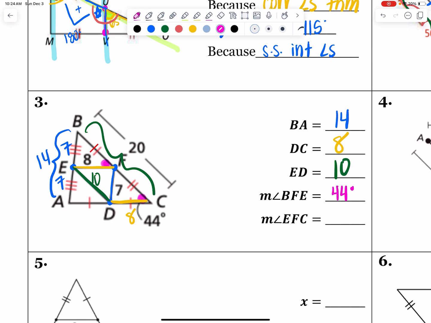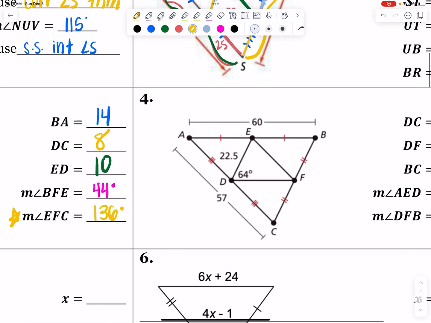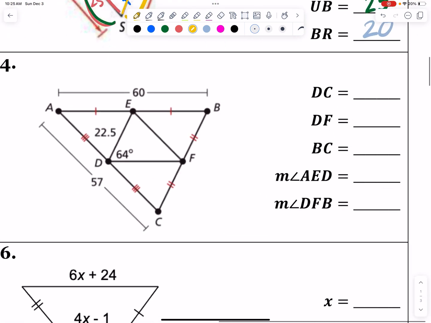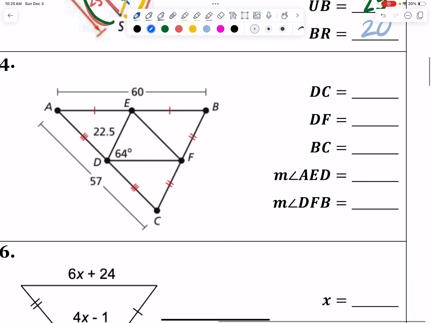And then how would you find EFC, which is this full amount? That is going to be supplementary. It makes a linear pair with 144, which is going to be 136 degrees. So that star angle is 136 degrees. So we found missing sides and missing angles. Now I want you to try this problem on your own. Try to find the missing pieces if you're watching this video, and then click play to see how you do.